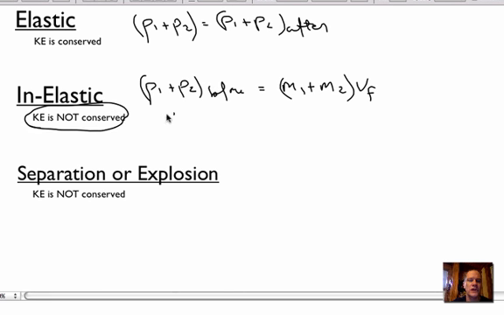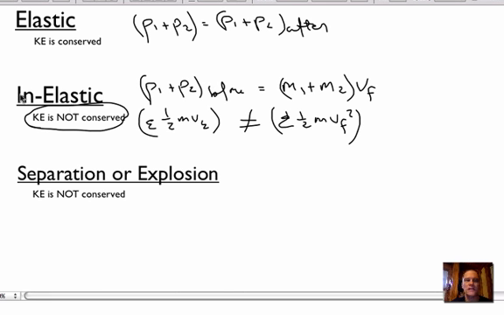And here, note that the kinetic energy is not conserved. So the sum of 1/2 mv squared on this side does not equal the sum of 1/2 mv squared on this side. And that's important to note, and we'll look at that in an example. In inelastic collisions, there's partial inelastic and perfectly inelastic, depending on how well the two objects stick together.